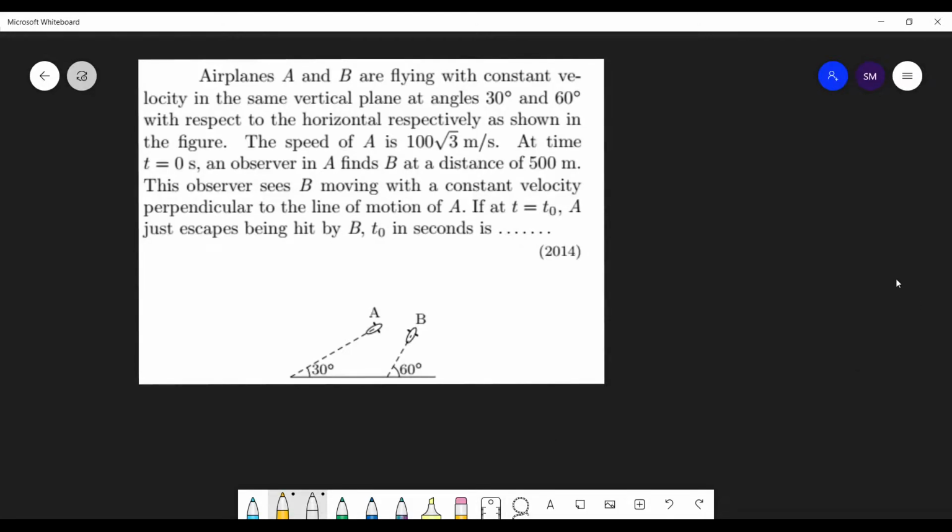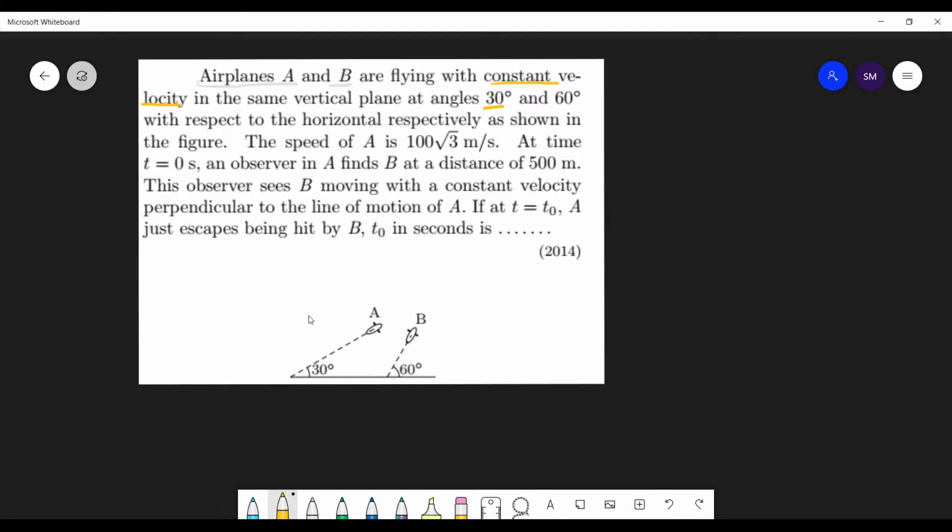So students, in this question, we have airplanes A and B. You can see these two airplanes, and they are flying with constant velocity in the same vertical plane. You can assume this is the plane of your screen. The velocity is constant, so the direction and magnitude both are constant. And what are the angles in the plane? Airplane A is making an angle of 30 degrees, B is making an angle of 60 degrees.